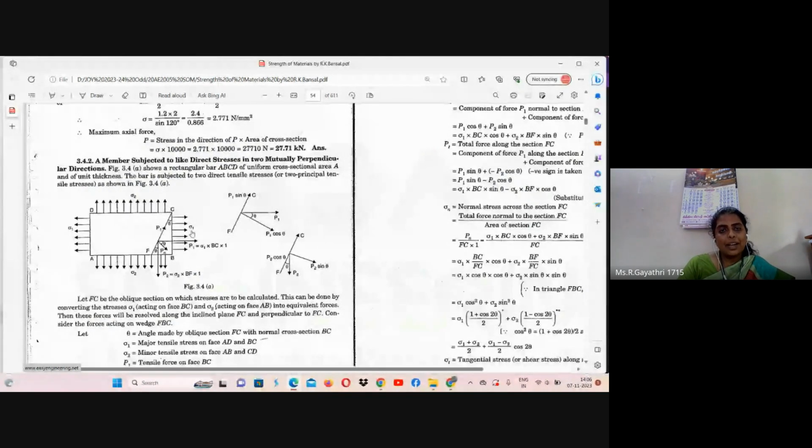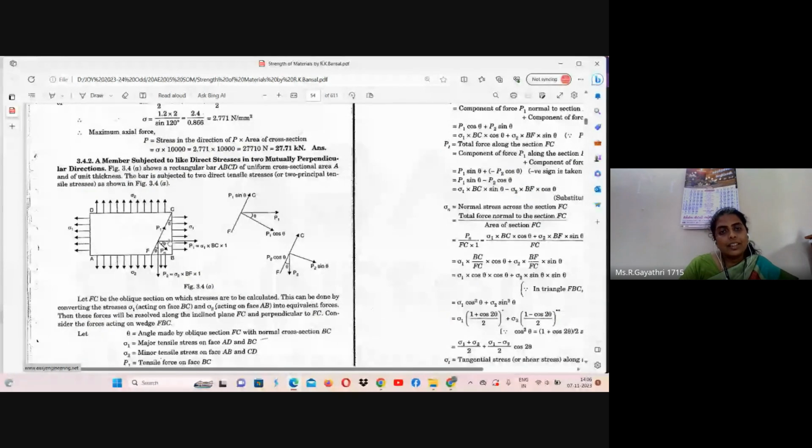We can see sigma 1 parallel to sides BC and AD. Sigma 2 is perpendicular to sides AB and DC. This is about stress distribution. We can see two stresses, but the resultant stress or force is not in the sigma 1 direction or the sigma 2 direction. It should be on the inclined plane FC.